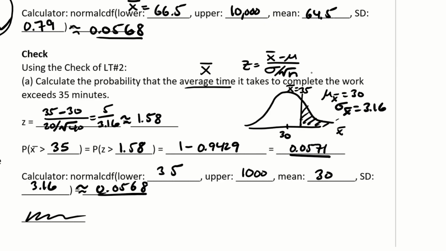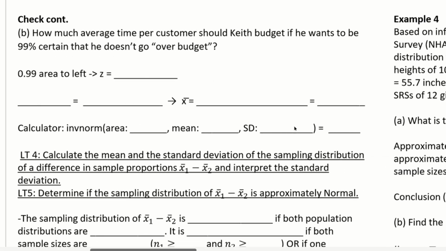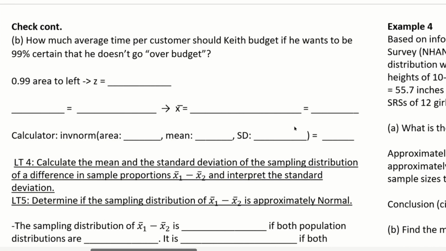You can ignore this here. All right, so there's your check for that one, and then we'll do part B. Part B says: how much average time per customer should Keith budget if he wants to be 99% certain that he doesn't go over budget.